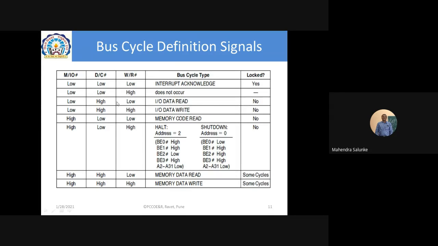Now if your processor is executing the OUT instruction, OUT is basically an I/O data write operation. In that case, M/IO bar is low, indicating that it is an I/O operation, D/C bar is high, indicating it is a data cycle, and W/R bar is high, indicating it is a write operation. So whenever your processor comes across the OUT instruction, it initiates these control signals with M/IO bar low, D/C bar high, and W/R bar high.